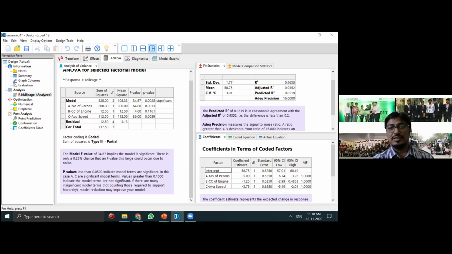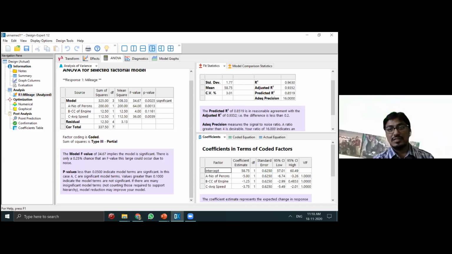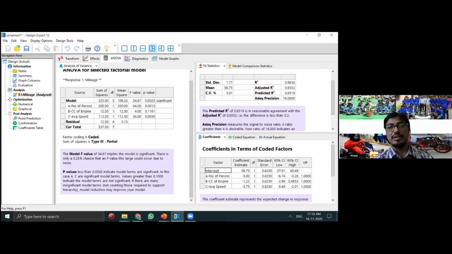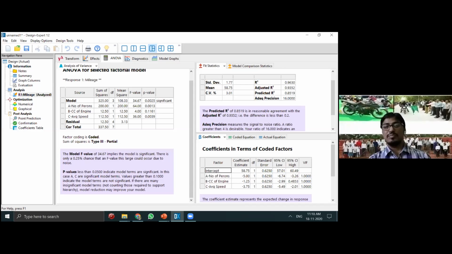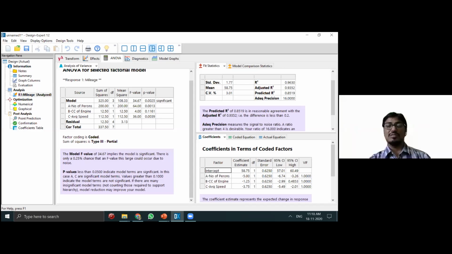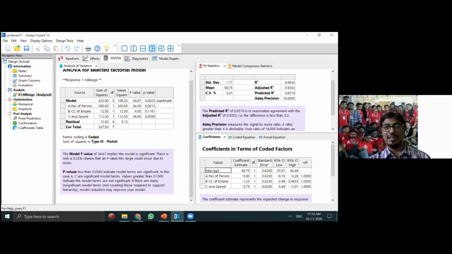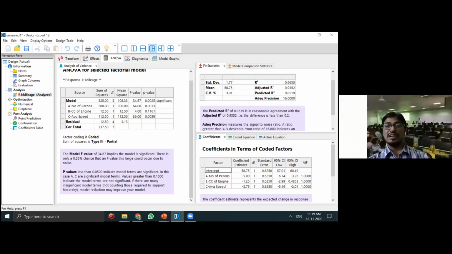Usually what is expected is that R square and adjusted R square should be above 0.9. Then only you have done the experimentation correctly. Most probably, sometimes everything we have considered and are doing is right, but sometimes the factors and the levels you have selected may not be right. So at each and every stage, we have to see that we are doing the right things.